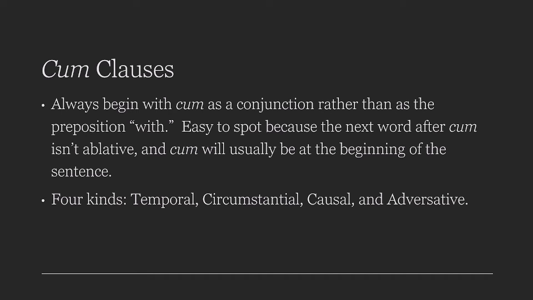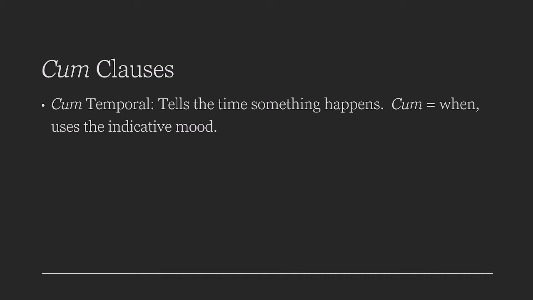There are four kinds of cum clauses. There's the temporal, the circumstantial, the causal, and the adversative. Okay. First kind we're going to look at is the cum temporal, and that tells the time something happens.